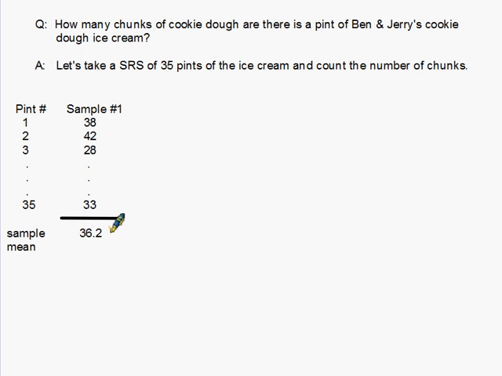So the question is, is this the answer to this question? How many chunks of cookie dough? Is there 36.2 chunks? Well, maybe. If we took a different sample, would we necessarily get 36.2 again? Well, we take another sample, we get this, and of course no, because there's variation. The sample is going to be different than that sample, so the means are going to be different.